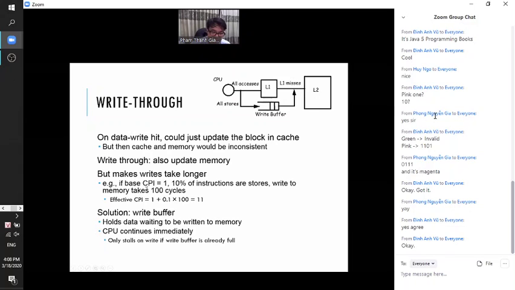In this case, for example, if the CPI is 1 and 10% of instructions are stores, and the write to memory takes 100 cycles, then the effective CPI will be 1 plus 10% times 100 cycles, about 11.